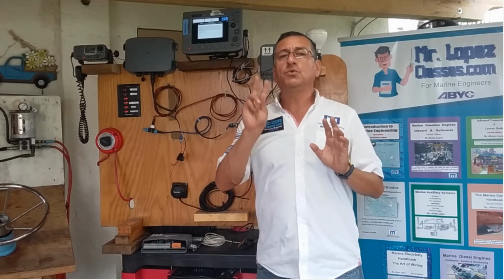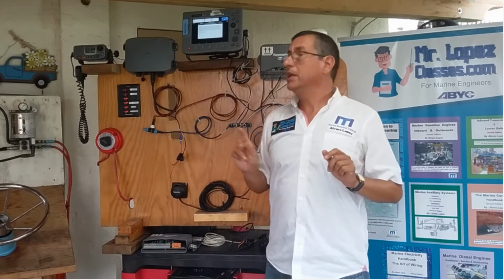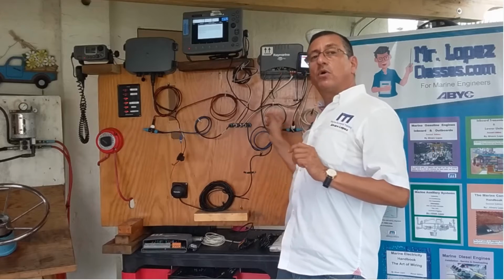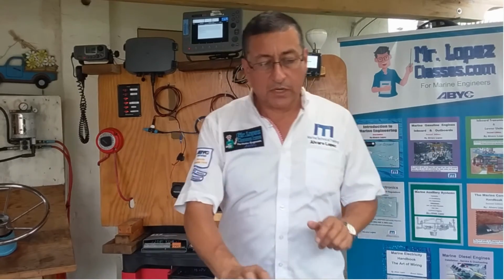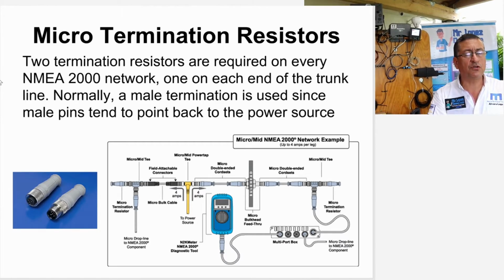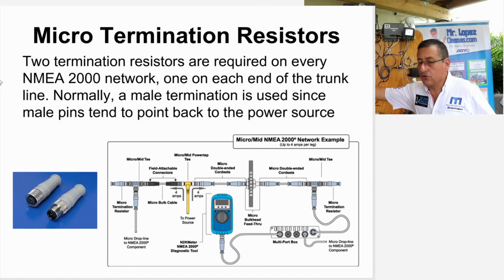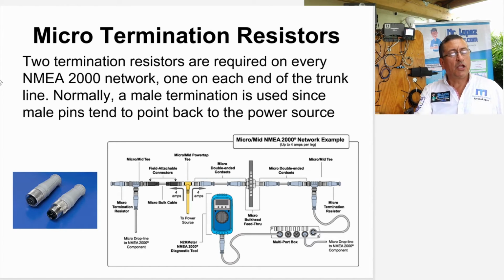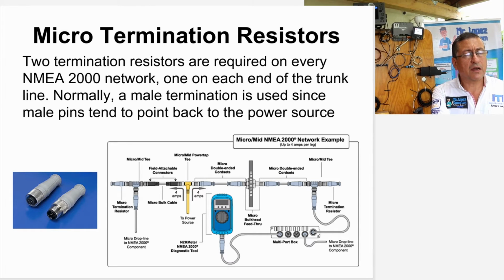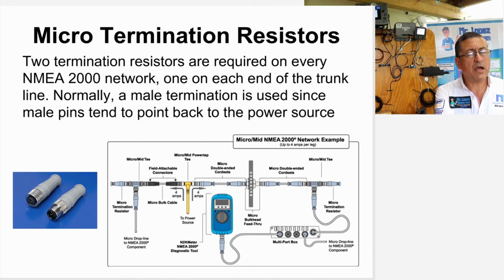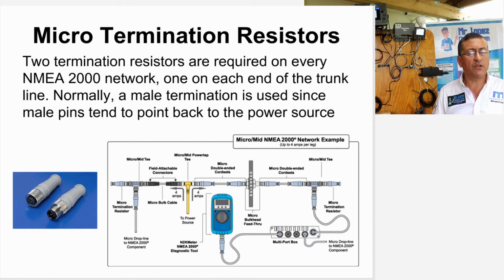And because we are going to use 2 different sources of power in order to introduce the power in the backbone. Okay, my friends. Now the terminal resistors. The terminal resistors are critical elements in the construction of the backbone. 2 terminal resistors are required on every NMEA 2000 network, one on each end of the trunk.